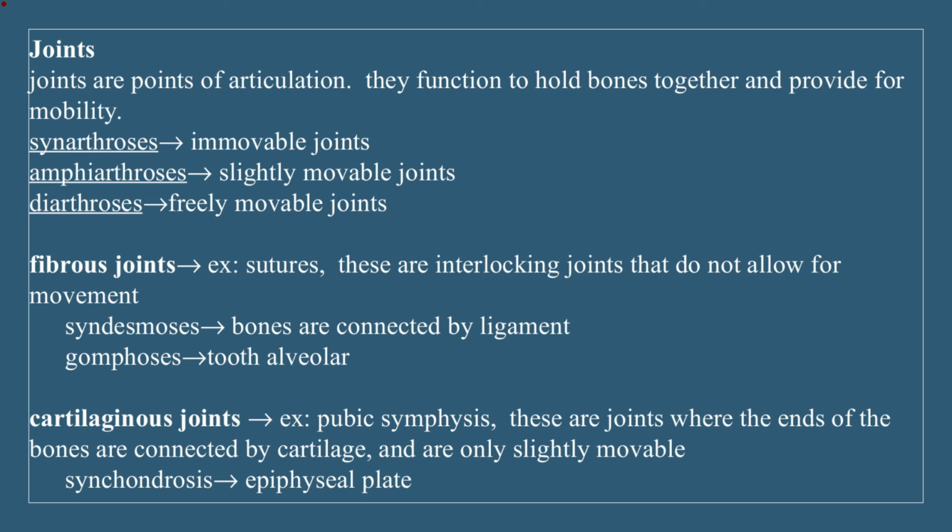These are interlocking and not going to allow for movement. Syndesmosis, bones are attached by a ligament. Gomphosis, tooth alveoli. Okay, so alveoli is plural, an alveolus is one, are pockets that hold something. And so we have in our mandible and our maxilla, these pockets that hold the teeth. And technically, they're considered joints. Gomphosis are the sockets that the teeth sit in, the tooth alveoli.